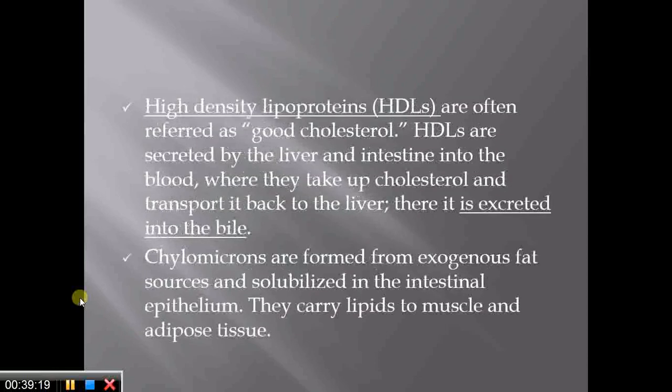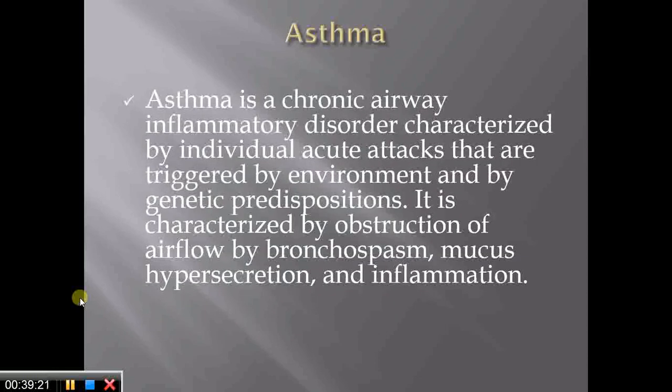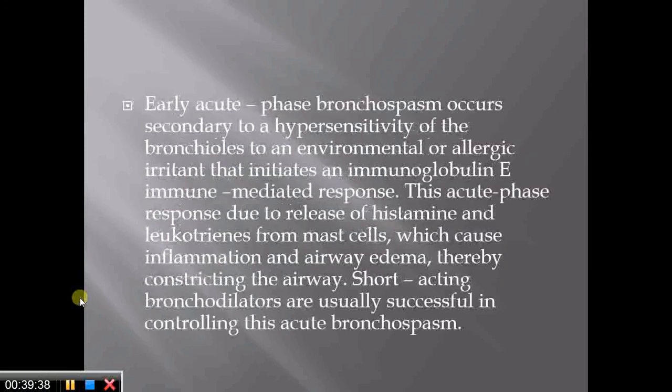Asthma. Asthma is a chronic airway inflammatory disorder characterized by individual acute attacks that are triggered by environment and by genetic predispositions. It is characterized by obstruction of airflow by bronchospasm, mucus hypersecretion, and inflammation. Early acute phase bronchospasm occurs secondary to a hypersensitivity of the bronchioles to an environmental or allergic irritant that initiates an immunoglobulin E immune-mediated response.